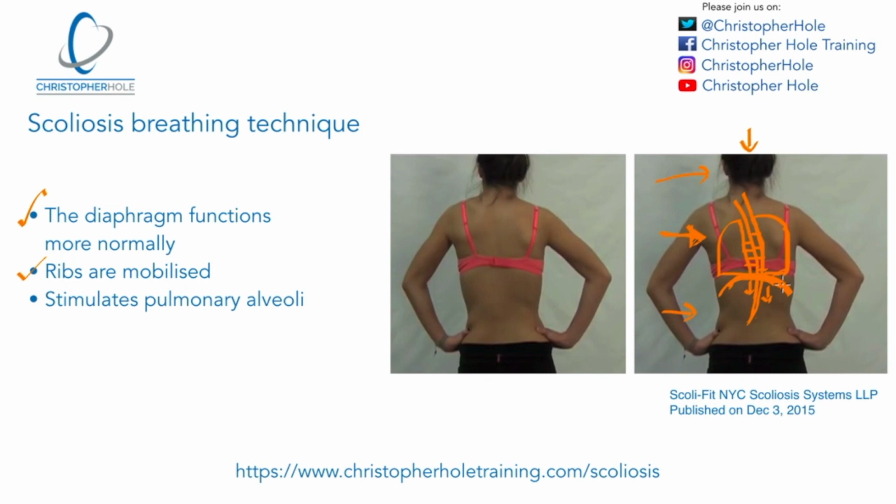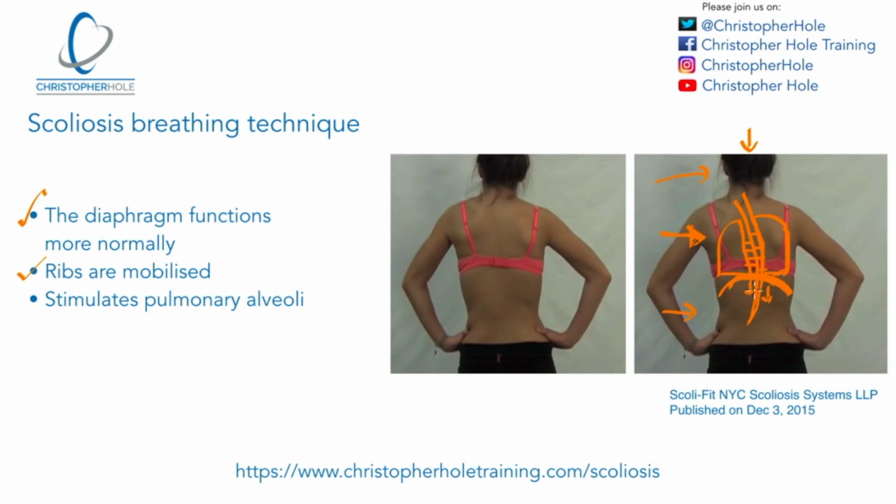So we need to start focusing on elongating the spine, number one. That will help the spine function more normally. Then you start focusing on breathing from the abdomen, which again will help draw the diaphragm down. And then as you open out the chest cavity, you'll start mobilizing the ribs on the concave side.